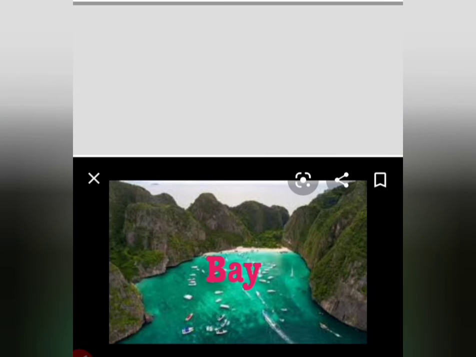Next is Bay. A bay is a water body that is surrounded or demarcated by land. It is a water body that is surrounded by land on three sides. Bays can be an inlet in a lake or a larger water body. It is part of a sea or large lake, partly surrounded by a wide curve of land.